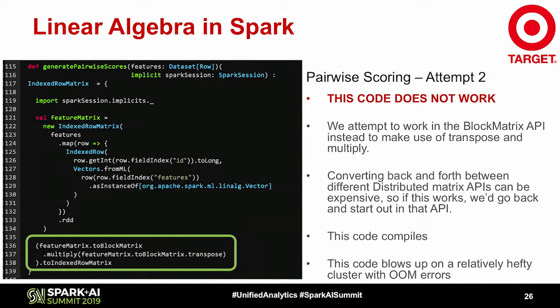So here's my next attempt. The code above is all really the same in terms of creating that feature matrix to work with. A lot of these APIs have convenience methods for converting back and forth between the different distributed matrix types. It's an expensive operation, so I figured if I got this working, I'd rework that code to start out in the right matrix type as a block matrix. So here I take the feature matrix, convert it to a block matrix, multiply by that same matrix transposed, and then convert it back. This code compiles, which was exciting. Then I shipped it out to a Spark cluster, fired it up as a job, and it fell over pretty fast with out-of-memory errors.